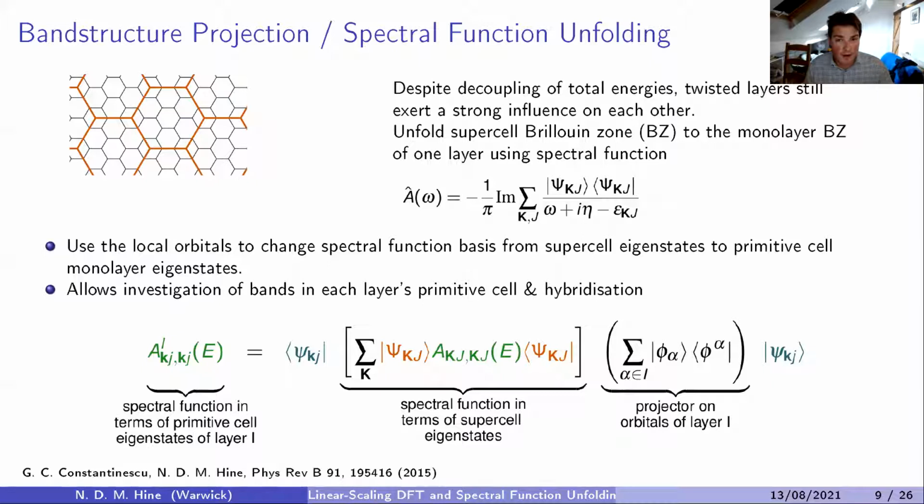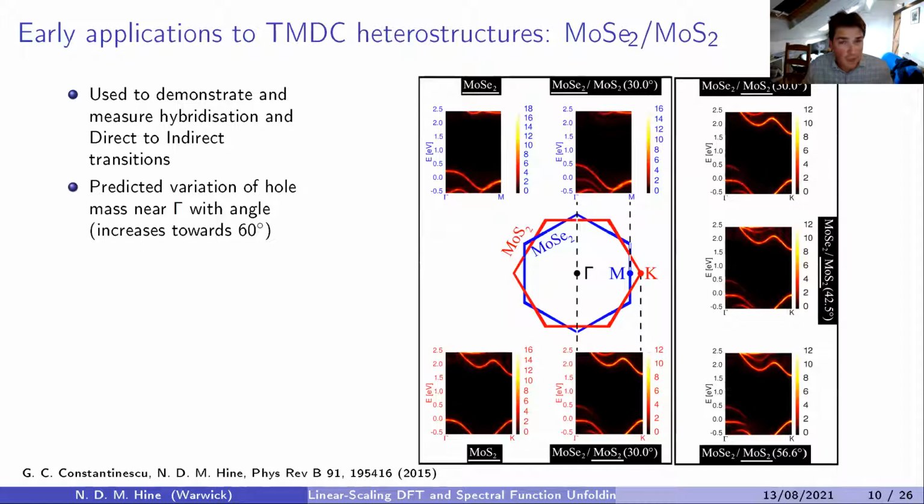So as I say, we had to make use of spectral function unfolding, which allows us to unfold the spectral function from the supercell Brillouin zone back into the primitive cell of each layer, and so you can directly compare the before and after. We can make some nice images by looking at the before and after associated with hybridization of a heterostructure.